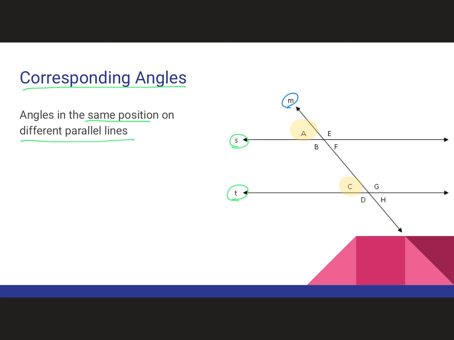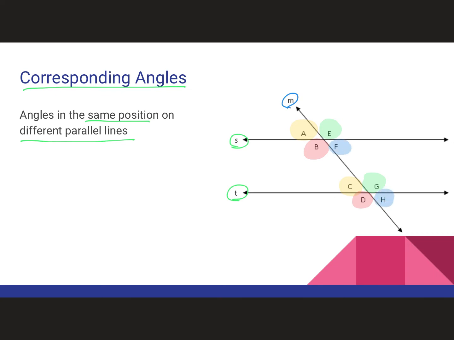Okay? So if I'm looking at angle E, the corresponding angle would be angle G. It's above the parallel line and to the right of the transversal. If I look at angle B, the corresponding angle would be angle D. And if I look at angle F, the corresponding angle would be angle H.